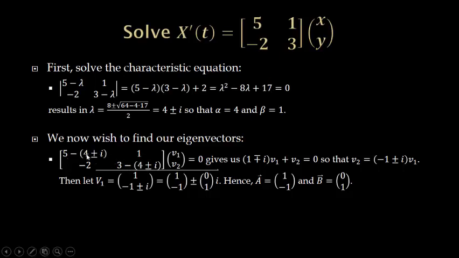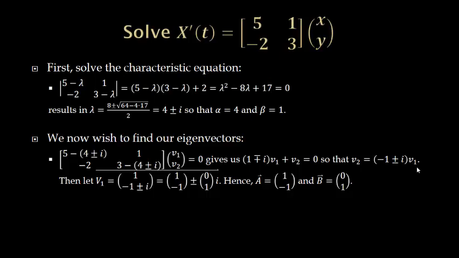5 minus 4 is positive 1, and then the negative distributed would change that to a minus over a plus times i. And so what I have here is 1 minus plus i, all times v1 plus v2, is equal to 0. Solving for v2 by putting this term on the right side gives me negative 1 plus or minus i times v1.